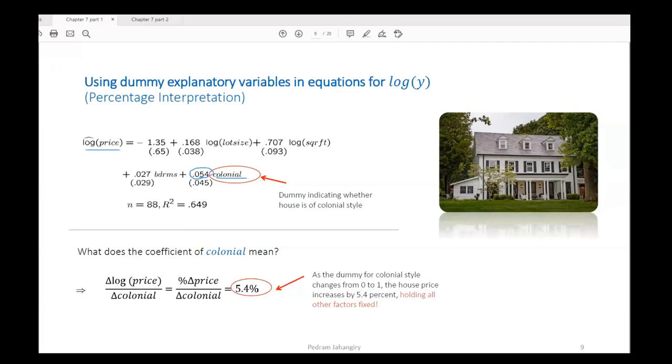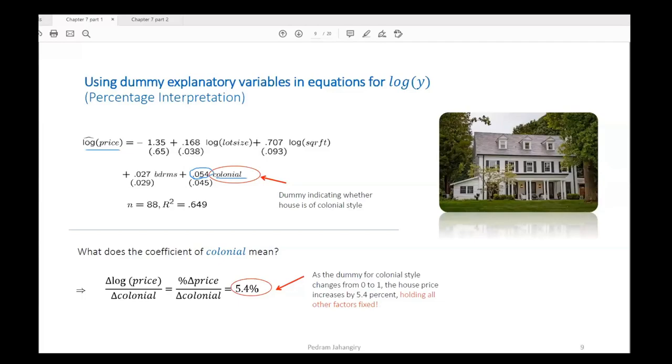What is the benchmark group or base group? Non-colonial houses, holding everything else constant. So you have to make sure that you mention every single one of these nuances in the interpretation of this number. Let me do it one more time. For colonial style houses, on average, the price is 5.4% higher than non-colonial houses, in parentheses the base group, holding everything else constant: lot size, square feet, number of bedrooms. Okay, so that's another example.